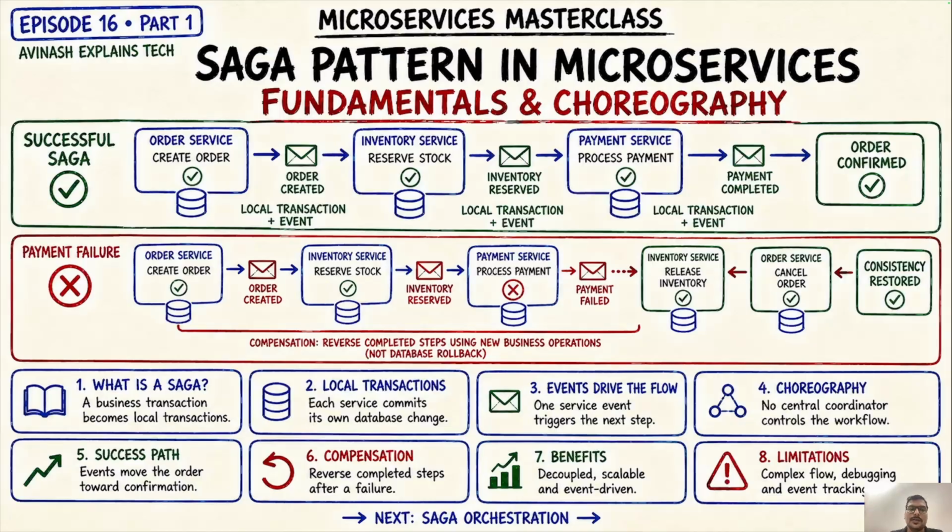Teams want loose coupling without a central coordinator. But when the workflow contains many additional steps, complex compensation rules, or long-running operations, choreography may become difficult to understand. In those cases, saga orchestration may be a better option.